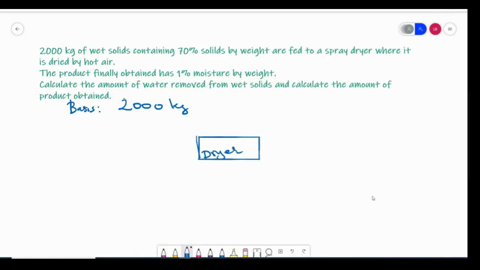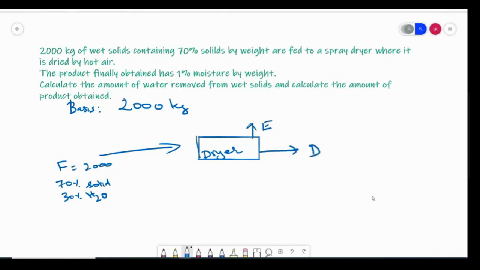So we have a block diagram. We have a dryer. Feed is F equal to 2000. It is containing 70% solids, which means that 30% is moisture, right? And we have D, which contains 1% moisture. So it is 99% solids, right? How do we get 99% solid? It is mentioned that the product obtained has 1% moisture by weight. So that way we have 99% solids, 1% moisture. Now it is easy for us to find out D and E.